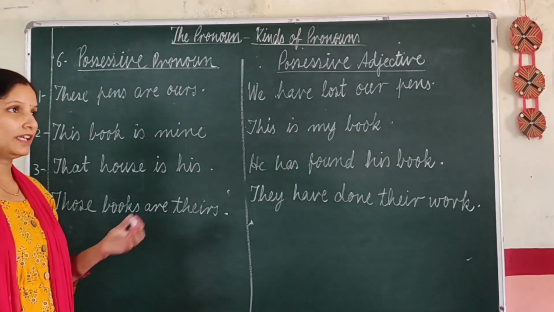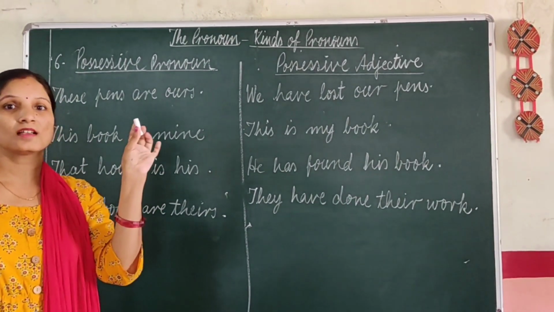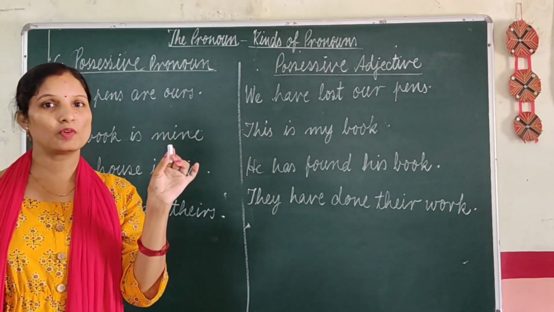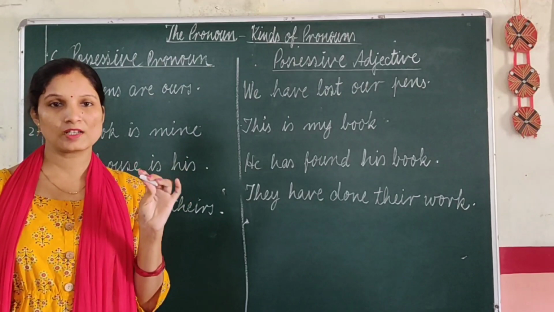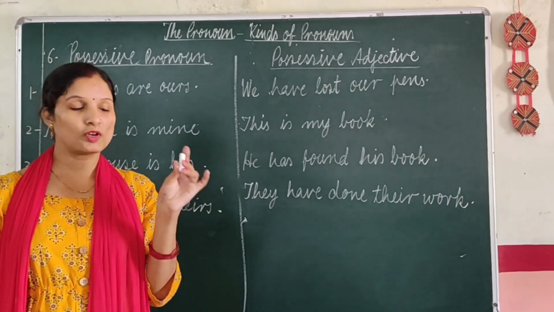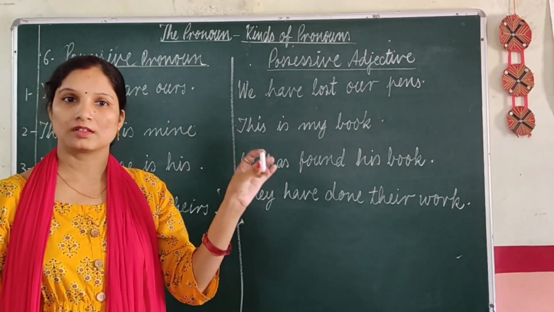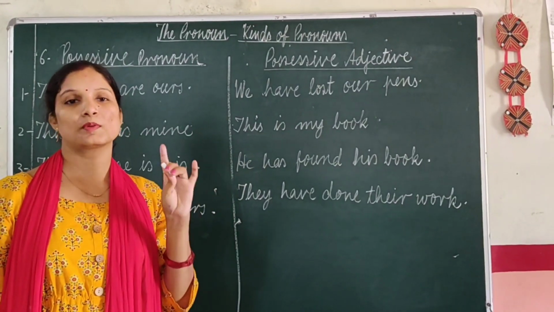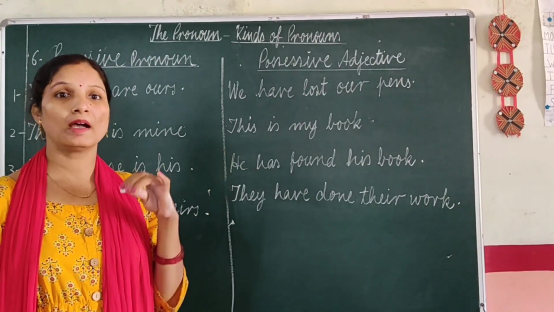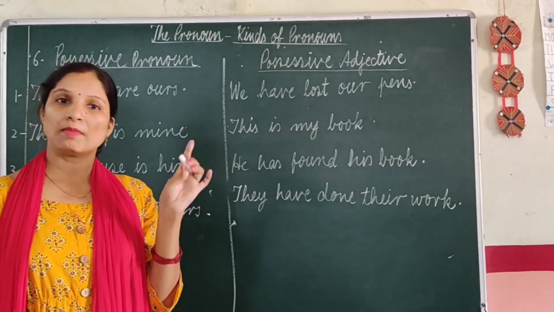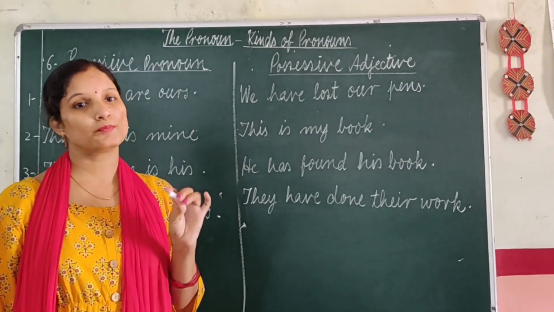How? Suppose that this is my chalk. My word shows possession, meaning this chalk belongs to me. This is my chalk. I have ownership. So my is followed by chalk, a noun. So here my is possessive adjective. But if I say this chalk is mine, then the word mine is a possessive pronoun.